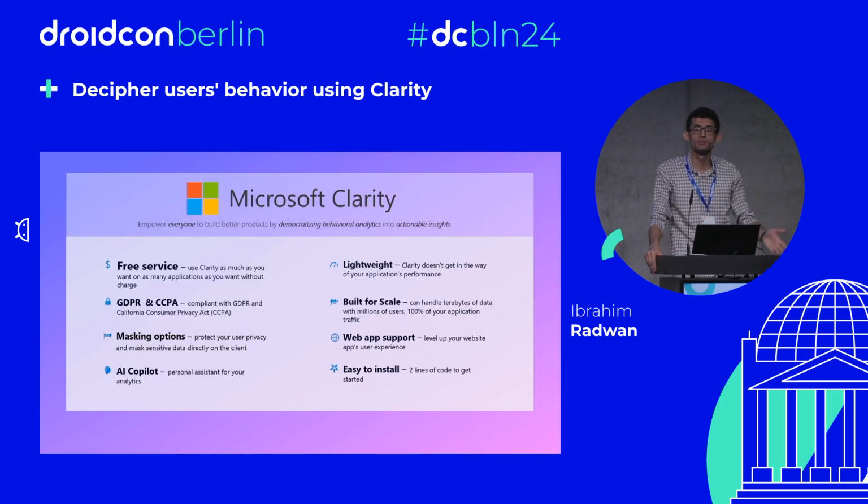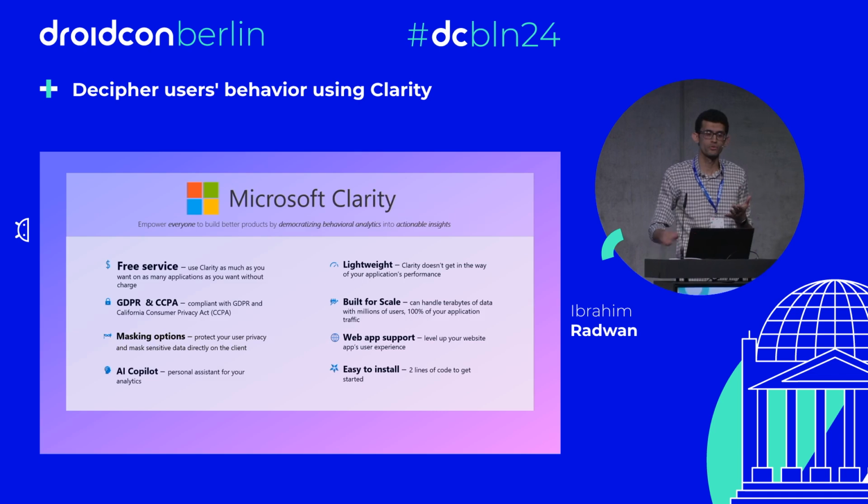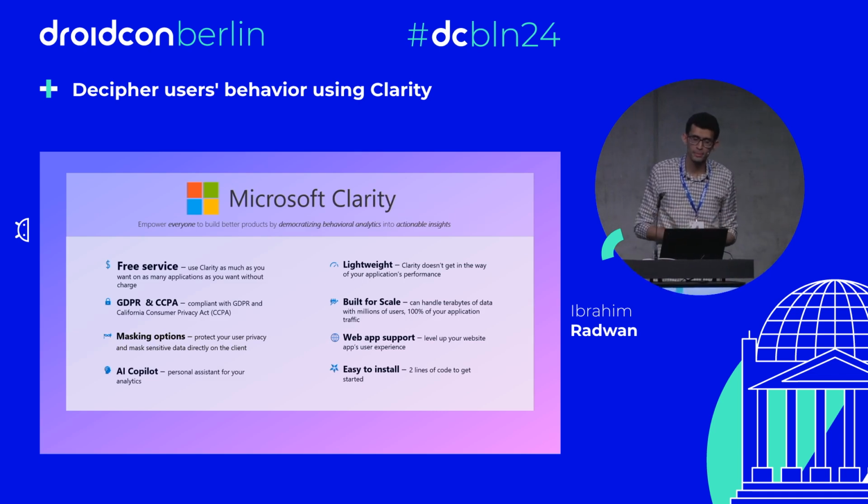And moving on to this summarization slide, I actually forgot to mention this. Clarity is a 100% free service to use. It's GDPR and CCPA compliant. It gives you a ton of masking options. It has Copilot integrated into it to facilitate things for you. It's lightweight. It's built for scale. It also has web app support, so you can use it for your website, your Android application, your iOS application, React Native application, Ionic, Cordova, and so on. And it's easy to install, as you have seen.